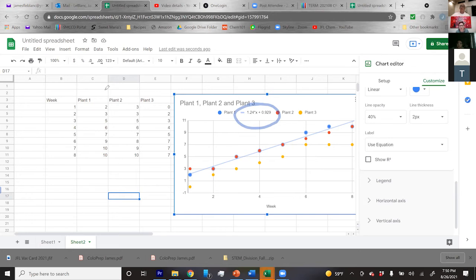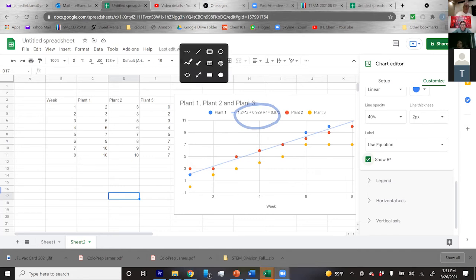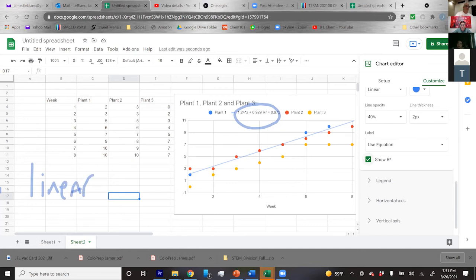Now, the next thing you want to do is show R squared right here. Anyone know what that is? R squared? Has anyone taken statistics before? If you don't, it's fine. I'm going to talk about it in a minute. But basically, what that is, it's called a linear regression. Regression, which is a fancy way of saying, how good a line is that?